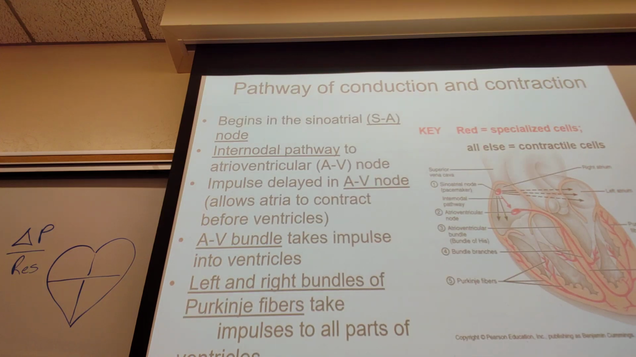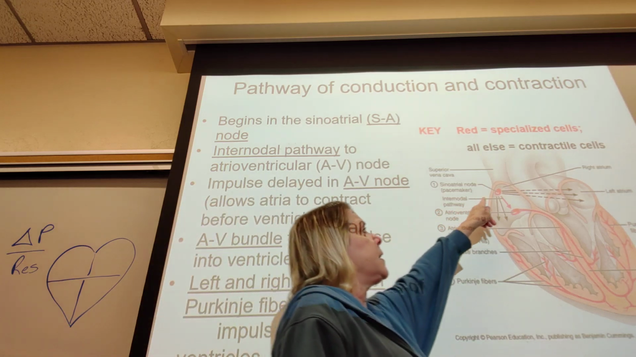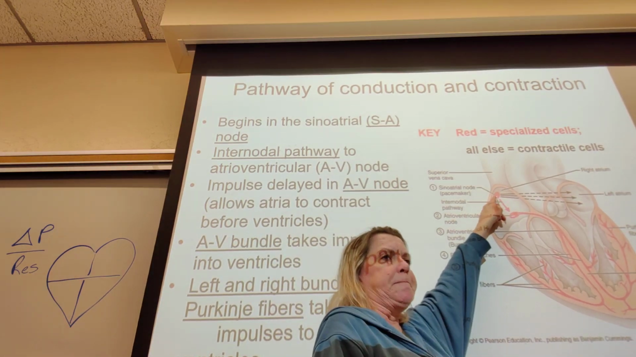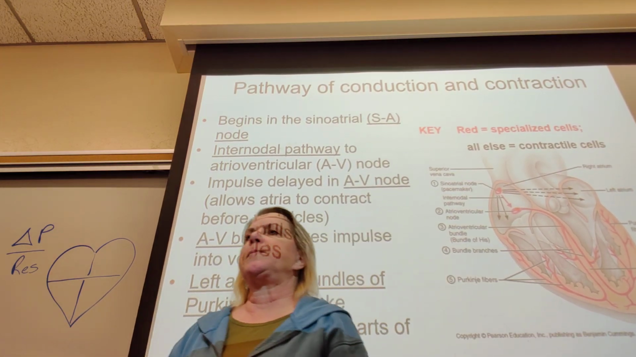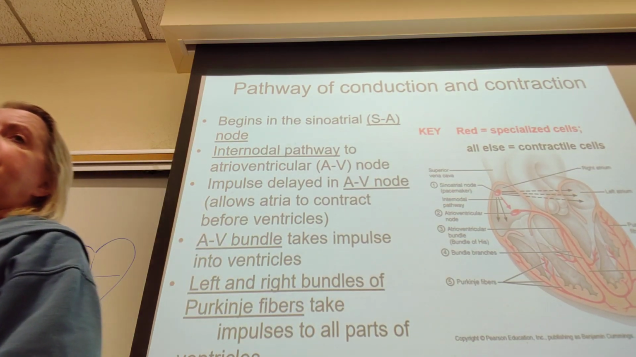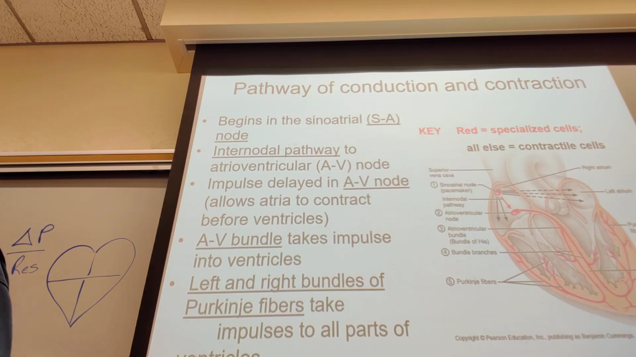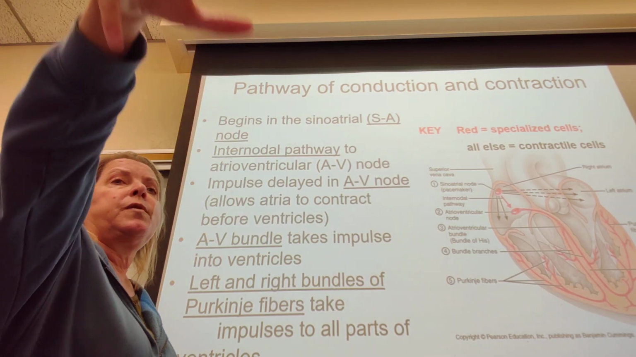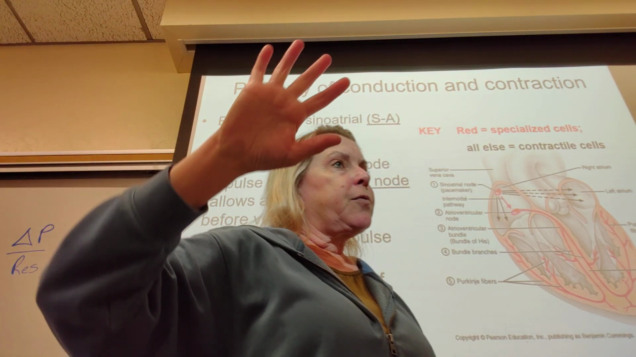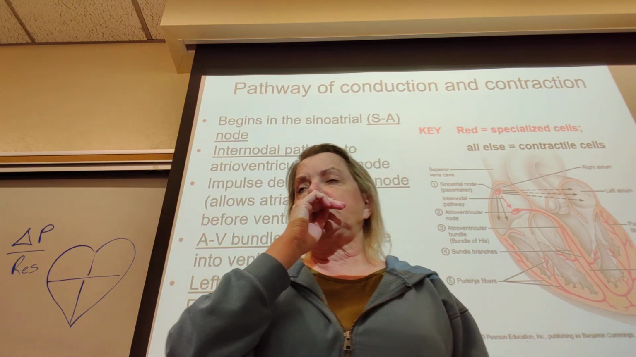So let's go through the specialized cells first. The sinoatrial node, referred to as the SA node, and sometimes referred to as the pacemaker, is up here in the upper right atrium. It's called the pacemaker because the cells there will reach threshold the fastest. And from there, it ripples through the atria, down through to the ventricles.